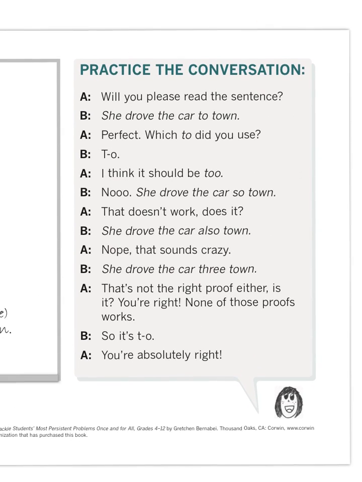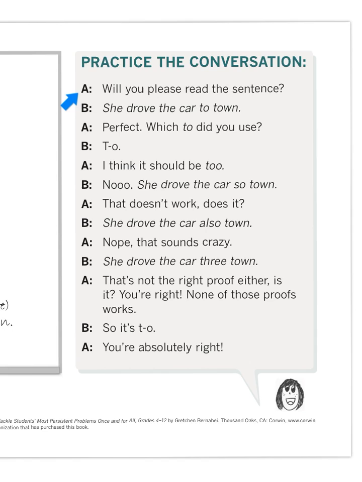So let's look at our conversation, boys and girls. Will you please read the sentence? She drove the car to town. Perfect. Which to did you use? TO. I think it should be TOO.